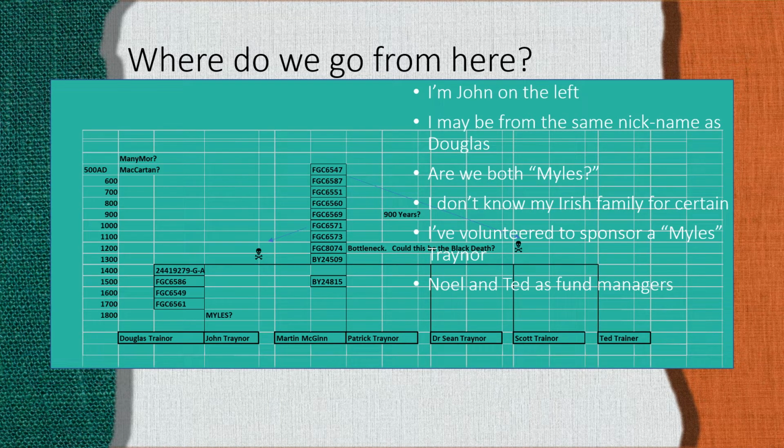So where do we go from here? This is a map of Treinfhir Y-DNA. I'm John over on the left-hand side. I may be from the same family nickname as Douglas Treinfhir. Are we both Mileses? We may be. I'm not sure. I don't know my Irish family for certain. But I've volunteered to sponsor a Miles Treinfhir for testing, specifically Seamus Treinfhir of Pullyville.